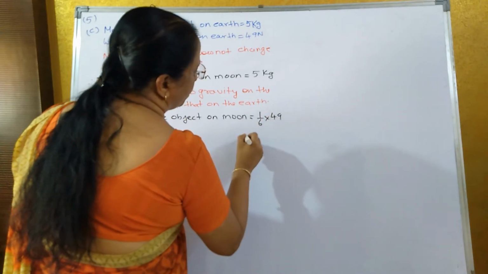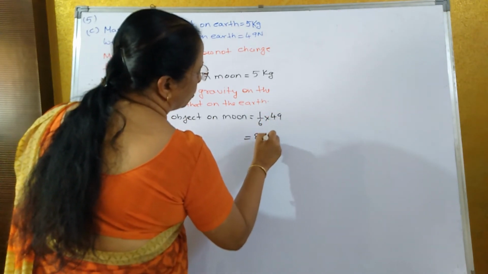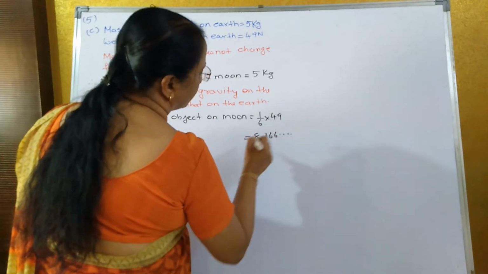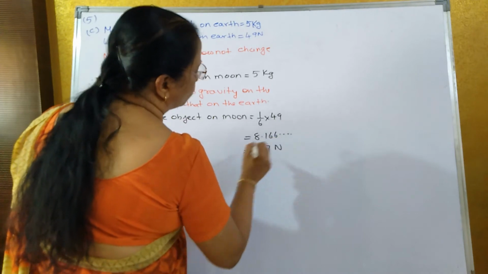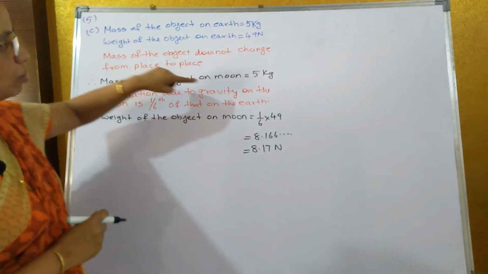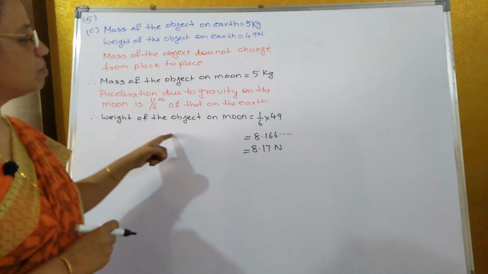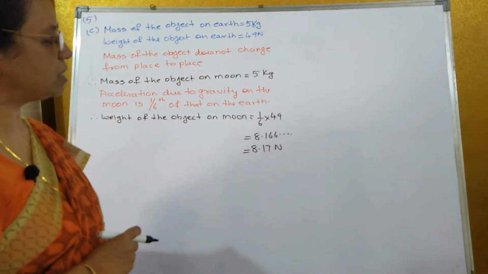49. When you divide this, you will get 8.1666 recurring number. So that's equal to 8.17 Newton. So the mass of the object on the moon will be 5 kg and the weight of the object on the moon will be 8.17 Newton.